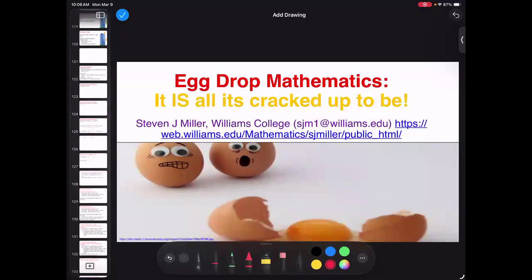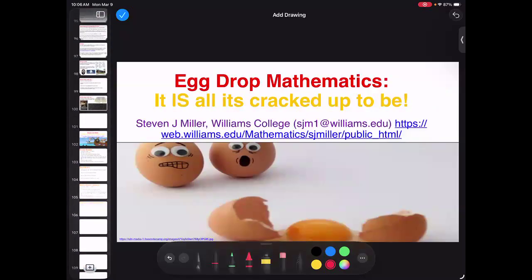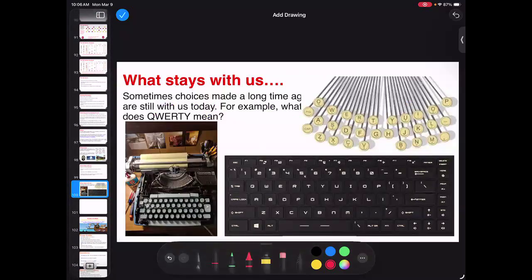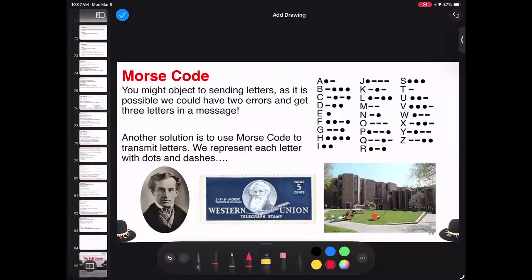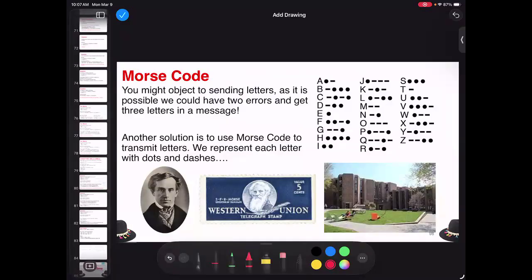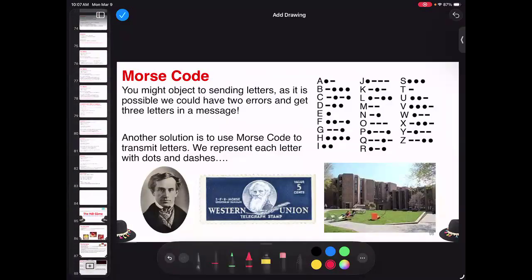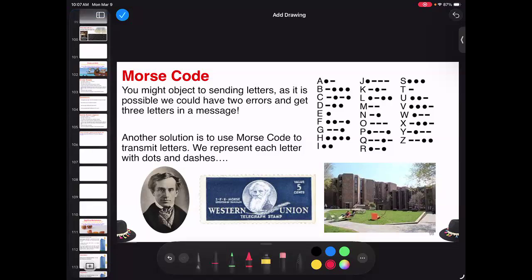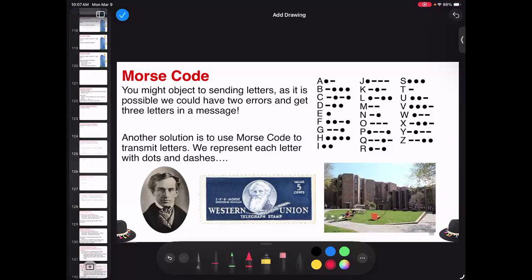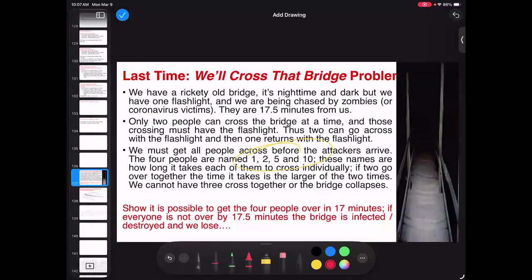Okay. Let's skip the egg drop game for now. Let's go back to the, there's the bridge one. I want to go to the bridge problem. Here we go. Zombie flashlight one.